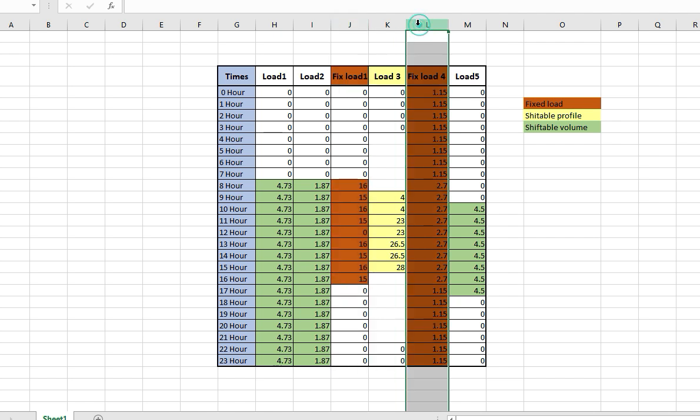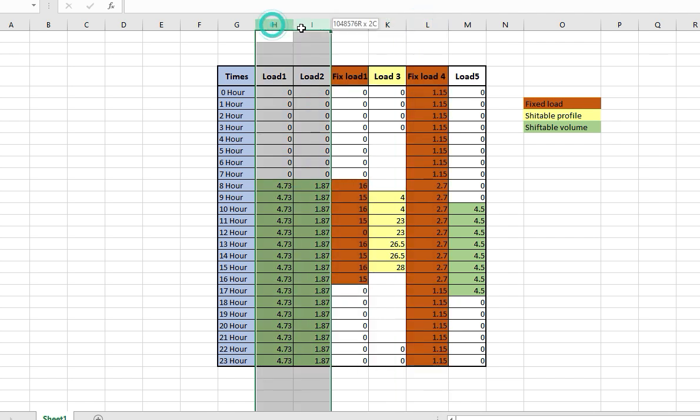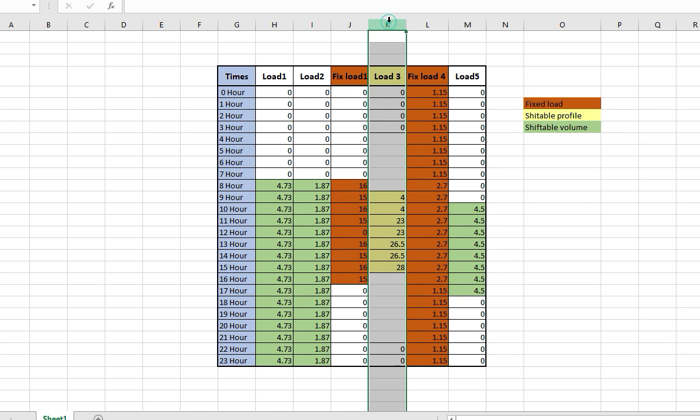So these two are fixed loads, and this third one is a shiftable profile. I can change the starting hour of the load, but I cannot change this arrangement. I can only change the starting hour, so I can shift this whole load profile. So load 1, load 2 and this load 5, this is a shiftable load profile.